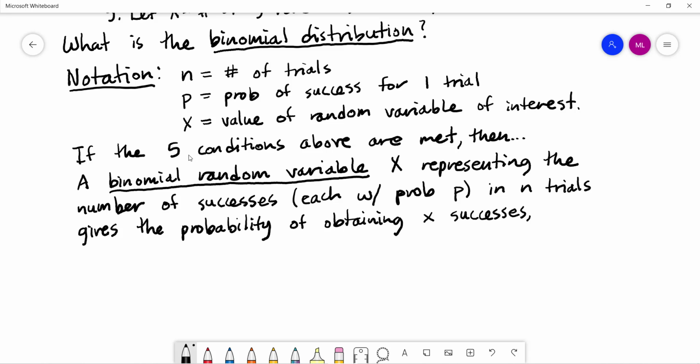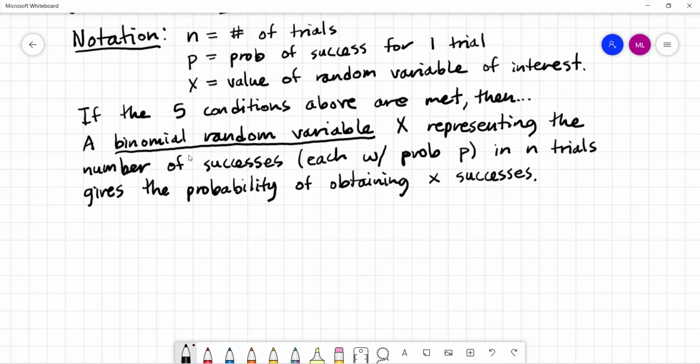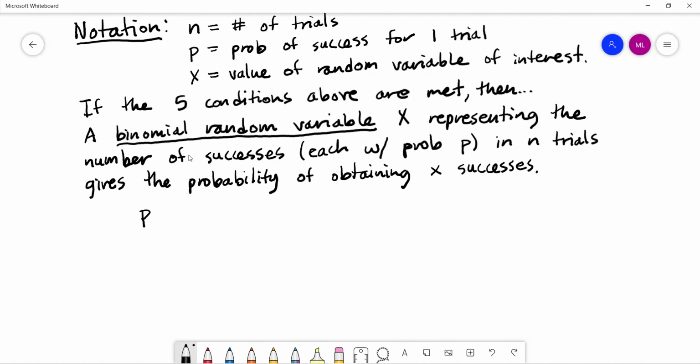And that formula, let me put a period there, looks like the following. So let me write this down and then we'll come back to it and talk about what it means. So it's going to be nCx p to the x, 1 minus p to the n minus x. Okay, so here's a big scary formula and a big scary definition. And so let's come back and revisit this thing now that we've got it written down.